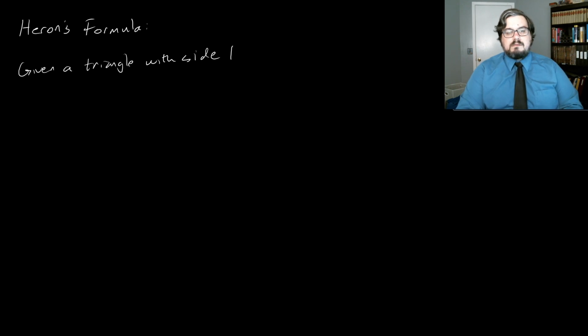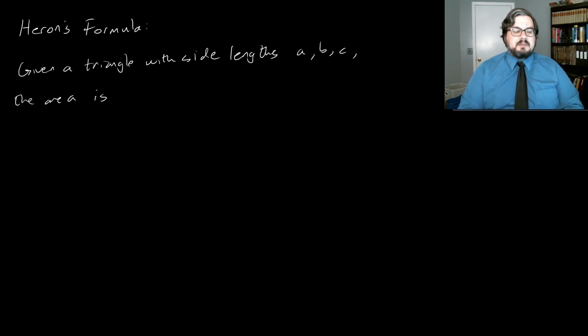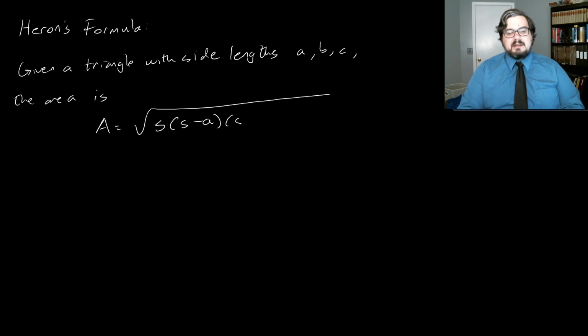This is Heron's formula. Given a triangle with side lengths a, b, and c, the area is the square root of s times s minus a times s minus b times s minus c, where s is 1/2 times a plus b plus c.